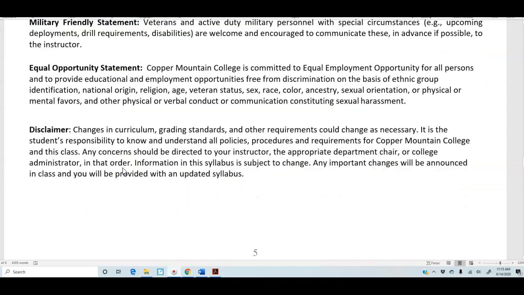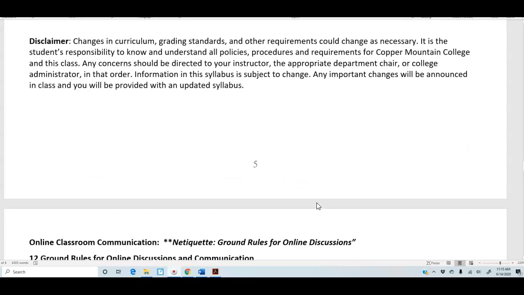Disclaimer. Changes in curriculum, grading standards, and other requirements could change as necessary. It is the student's responsibility to know and understand all policies, procedures, and requirements for Copper Mountain College and this class. Any concerns should be directed to your instructor, the appropriate department chair, or college administrator in that order. Information in the syllabus is subject to change. Any important changes will be announced in class, and you'll be provided with an updated syllabus.